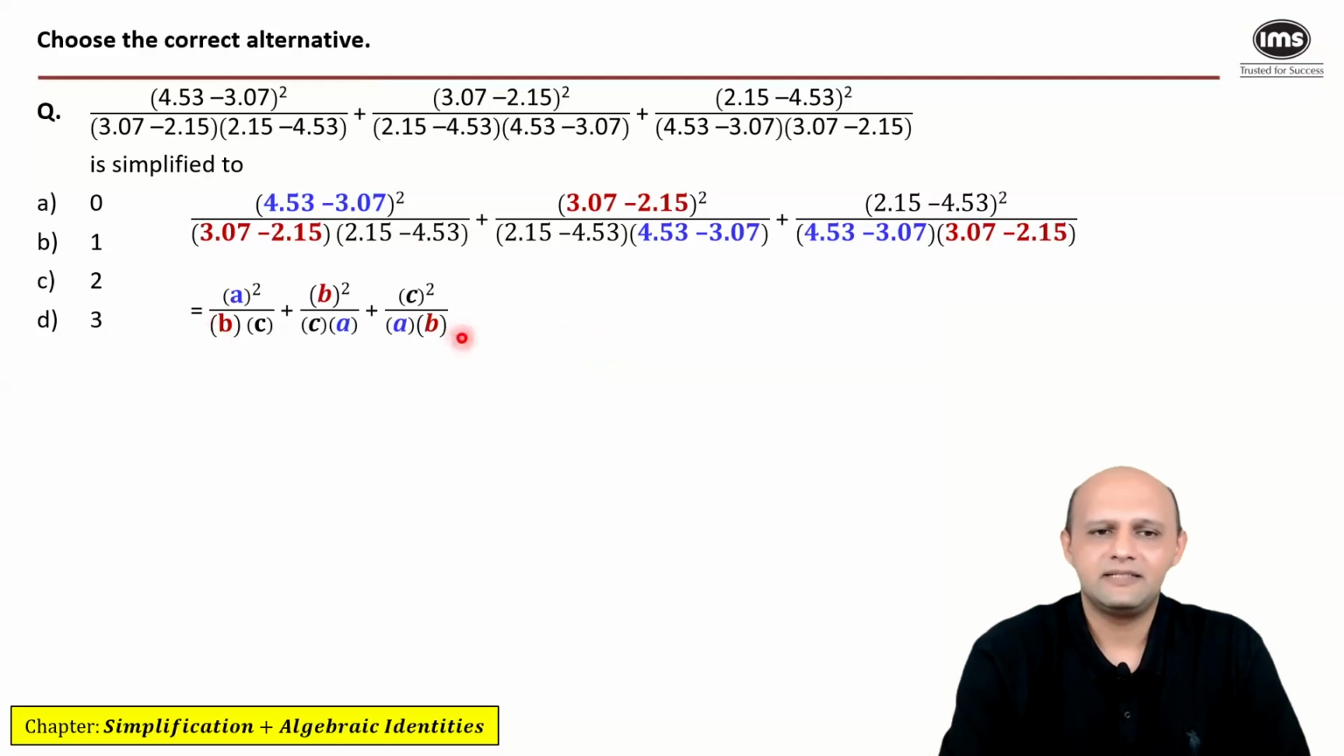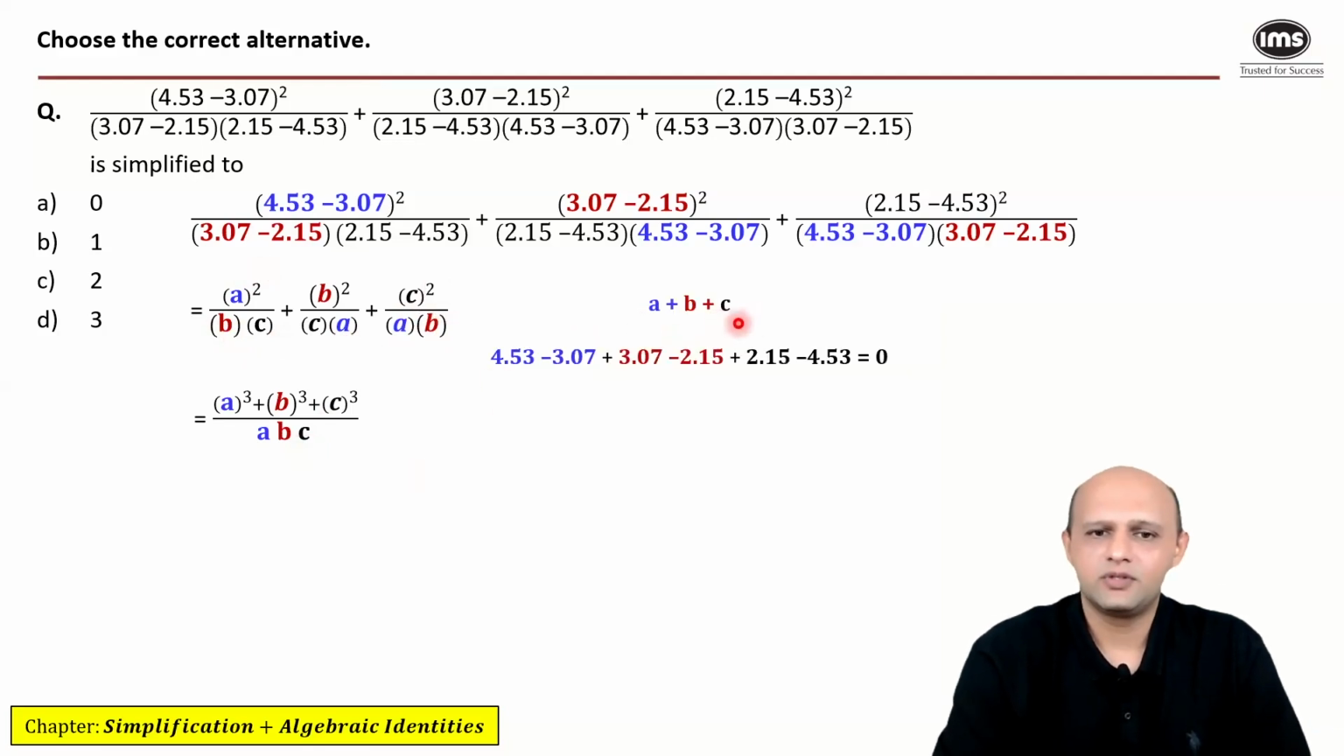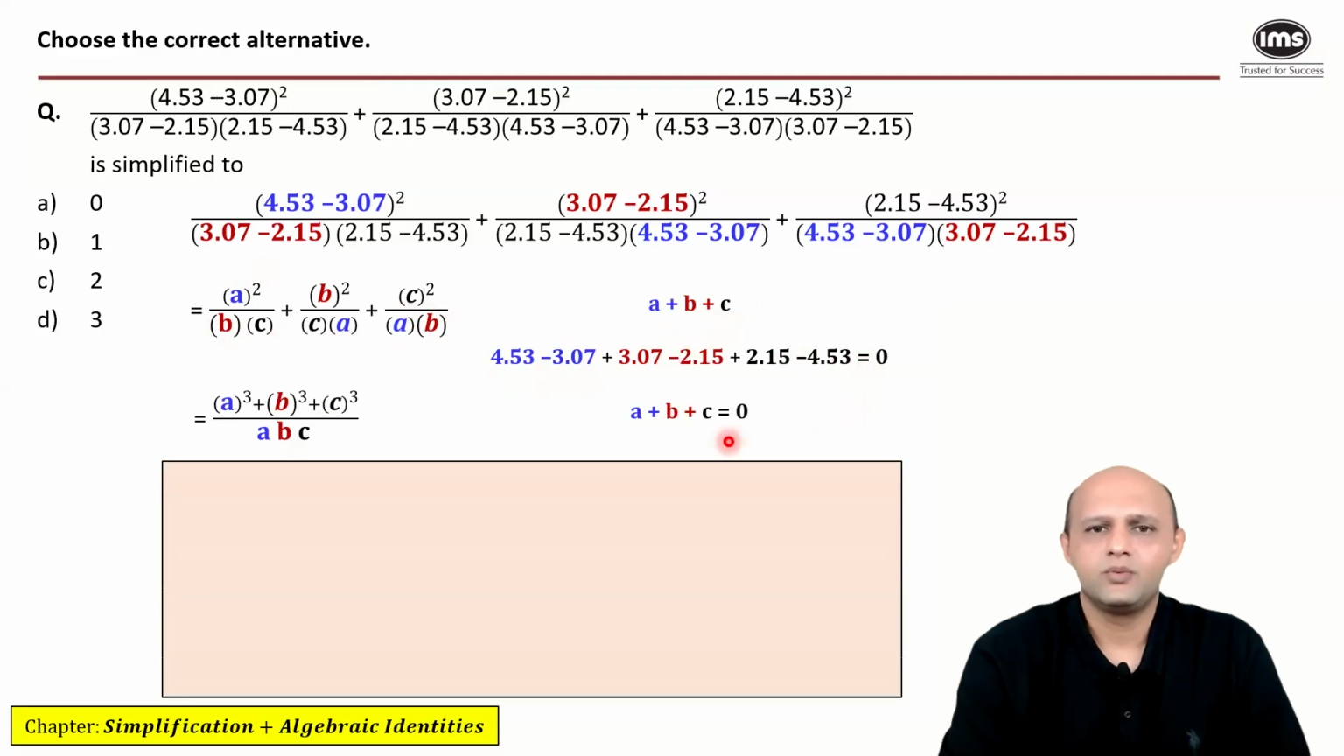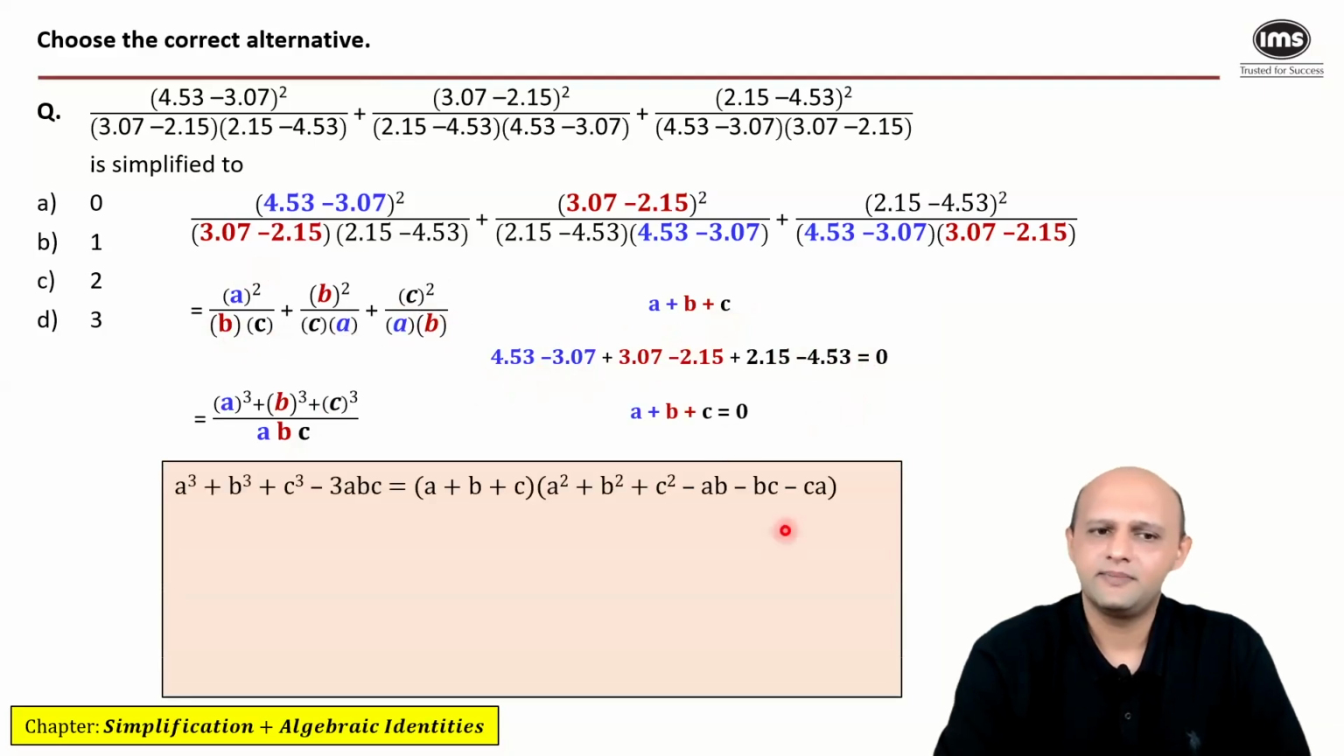Now, if you simplify this, you get A cube plus B cube plus C cube upon 3ABC. Closely observe the value of A plus B plus C. This is A, this is B, this is C. So all values cancel out each other, effectively leaving you with 0. Is that an important result? Yes, it is. What is the identity related to this particular question? It is A cube plus B cube plus C cube minus 3ABC equals A plus B plus C into this entire expression.